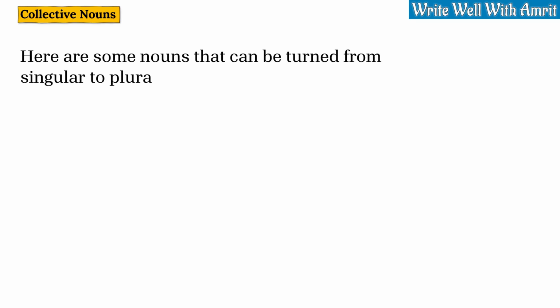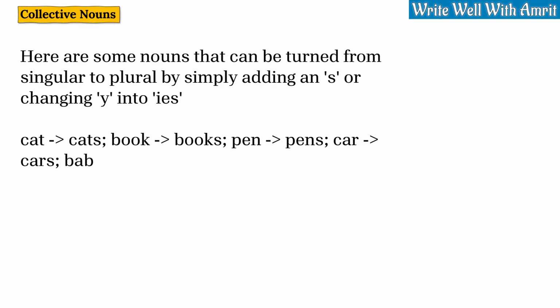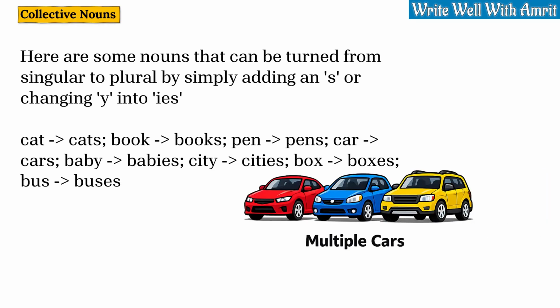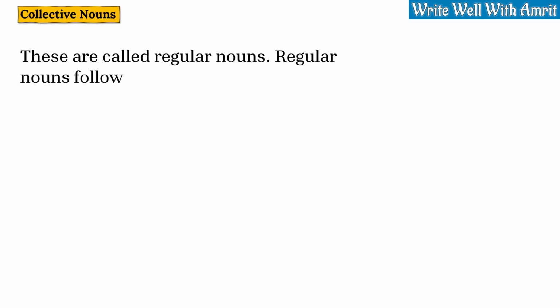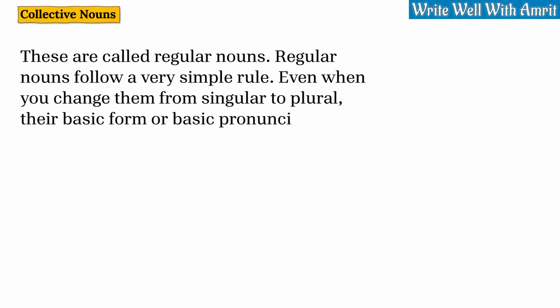Here are some nouns that can be turned from singular to plural by simply adding an s or changing y into ies. Cat becomes cats, book becomes books, pen becomes pens, car becomes cars, baby becomes babies, city becomes cities, box becomes boxes, and bus becomes buses. These are called regular nouns. Regular nouns follow a very simple rule.